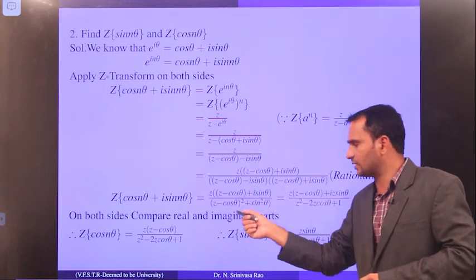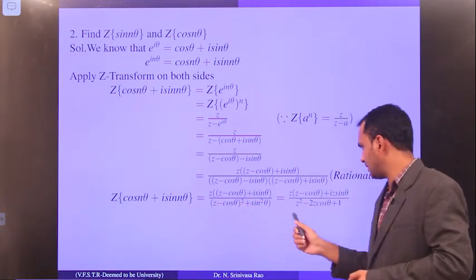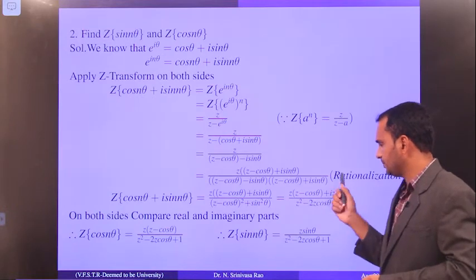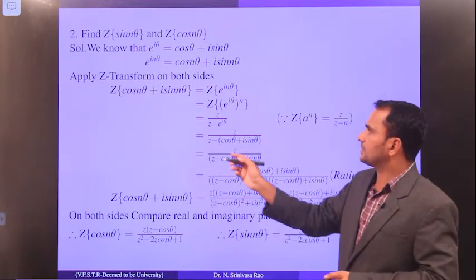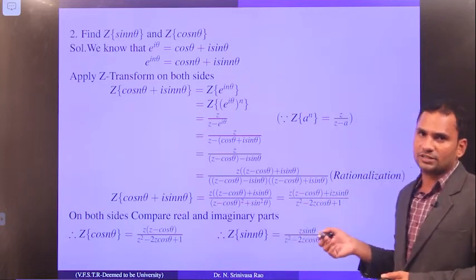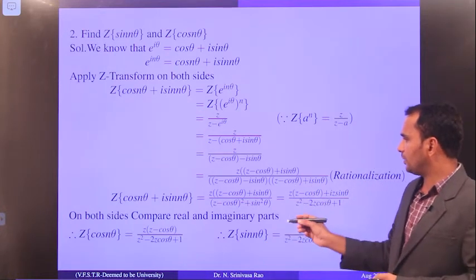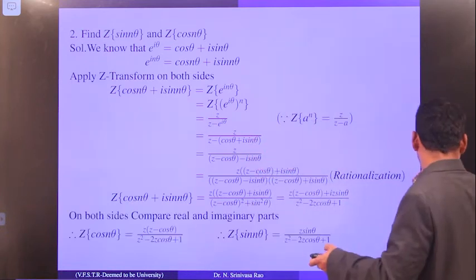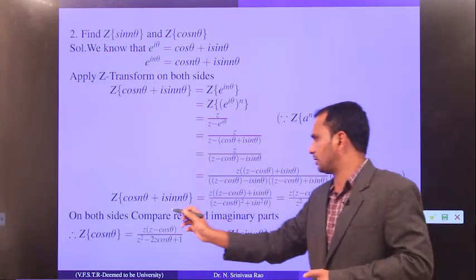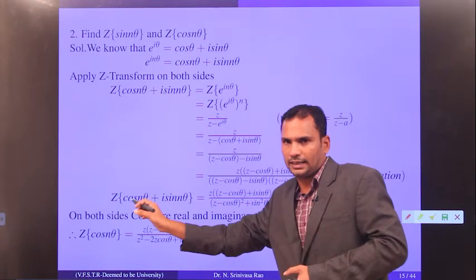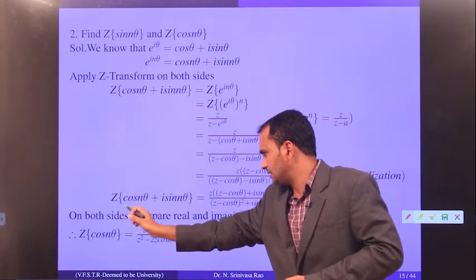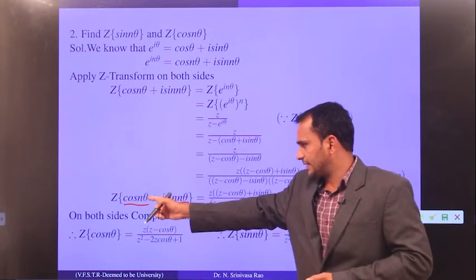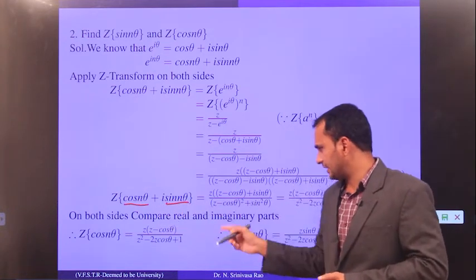If we expand this further with a minus b whole square, you will get Z square minus 2z cos theta plus 1. So now the question is, where is the Z of sin n theta, where is the Z of cos n theta, and how to find them? If you observe this expression, Z of cos n theta is in the real part, and sin n theta is in the imaginary part.